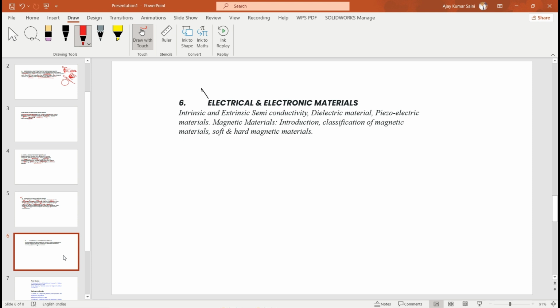Okay, and this is our last chapter. In this chapter we discuss about the electric and electronics materials. Okay, so in this, intrinsic and extrinsic semiconductivity, dielectric material, piezoelectric materials, magnetic material, and introduction and classification of the magnetic material. Okay, and soft and hard magnetic material. So it is the end of our syllabus. We will cover these whole topics in the upcoming videos.